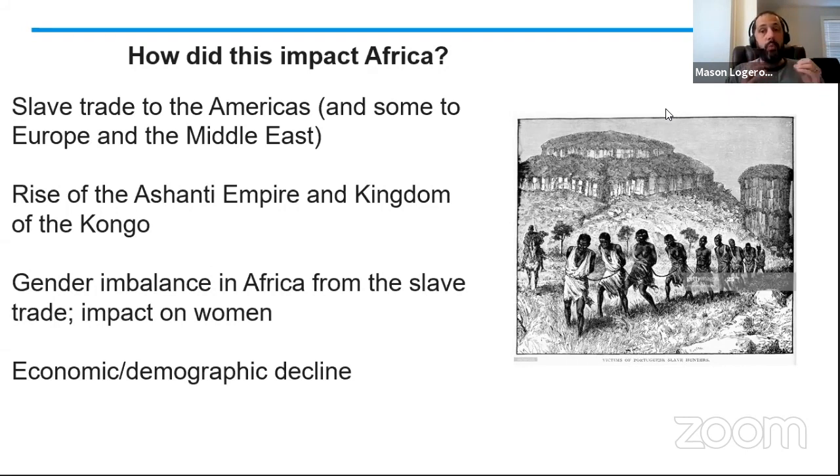But remember that even pre-European arrival, there had been a slave trade, especially in North Africa, where we usually saw people being kidnapped and enslaved and sent to places like the Middle East. But it was kind of a small trade. When Europeans arrive, the whole thing just explodes in numbers. And we see a massive forced migration of humans from Africa to the Americas. And there were some that went to Europe, and there were still some that went to the Middle East, but the vast, vast majority went to the Americas.